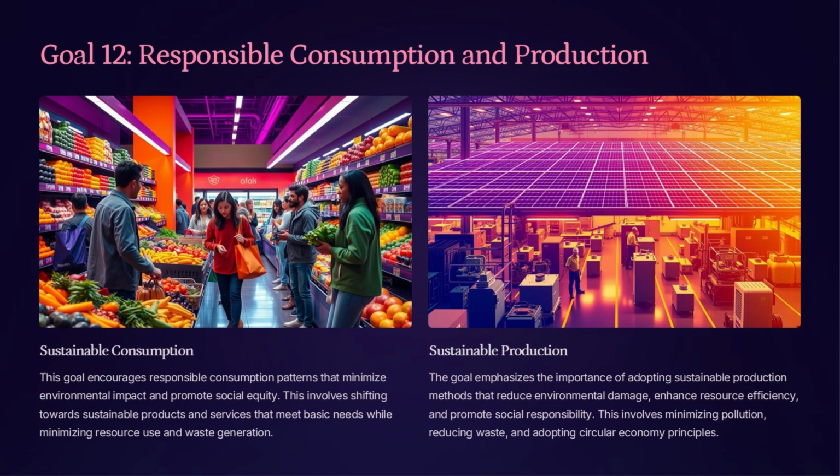The goal of responsible consumption and production is to shift towards more sustainable patterns of consumption and production that minimize environmental impact and promote social equity. Sustainable consumption involves using products and services that meet our basic needs while minimizing resource use and waste generation. Sustainable production focuses on adopting methods that reduce environmental damage, enhance resource efficiency, and promote social responsibility. This includes minimizing pollution, reducing waste, and adopting circular economy principles.